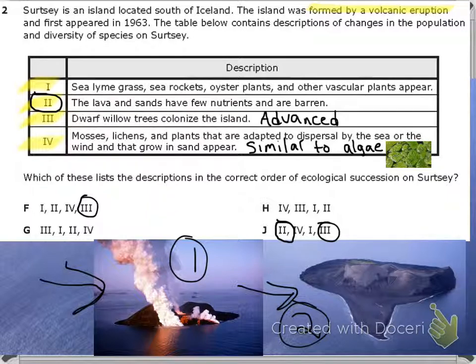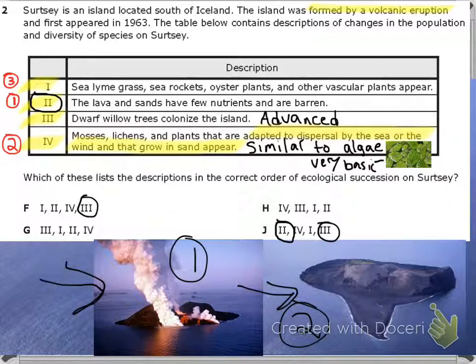So that sounds like it's probably after number 2. And the only one that has after number 2 is, of course, J, right? And then, of course, we're going to highlight that again because highlighting is for awesome people. Alright, so we more or less have our order right now. We know that it starts off pretty barren. It's going to get the most basic things, which is mosses, lichen, things like that. The next is the sea lime grass, sea rockets, oyster plants, and other vascular plants.